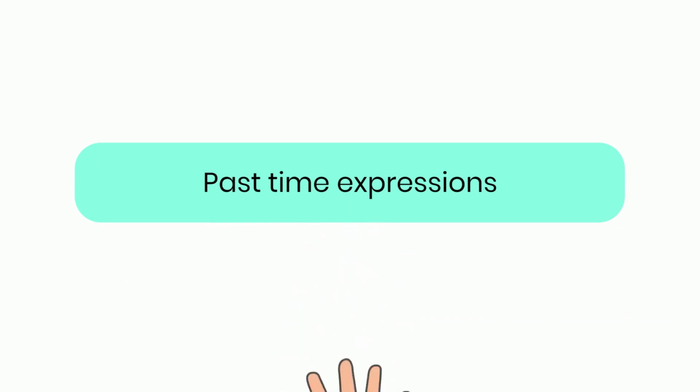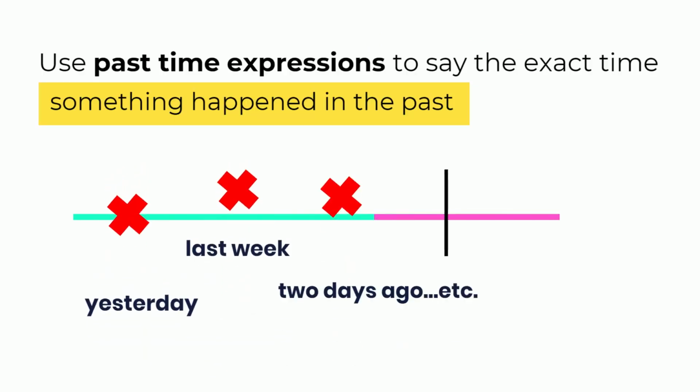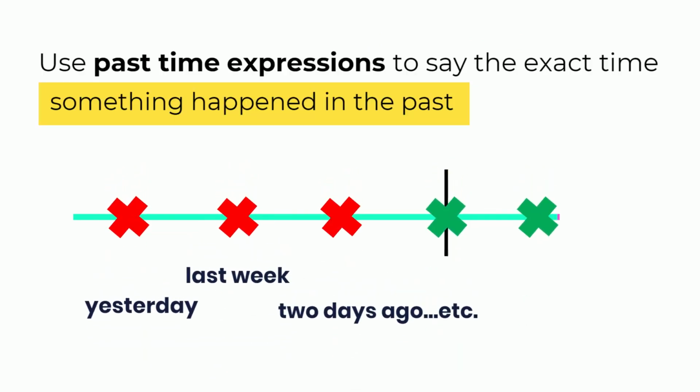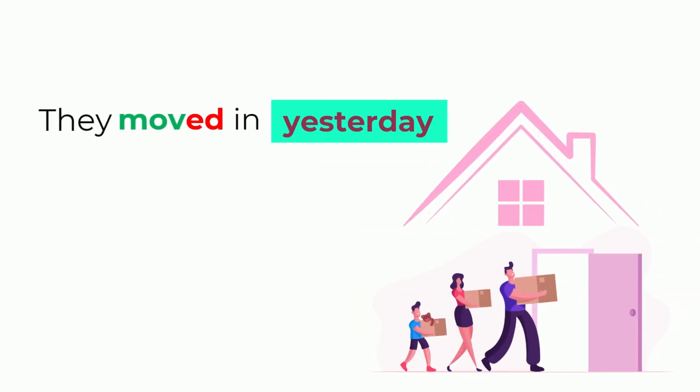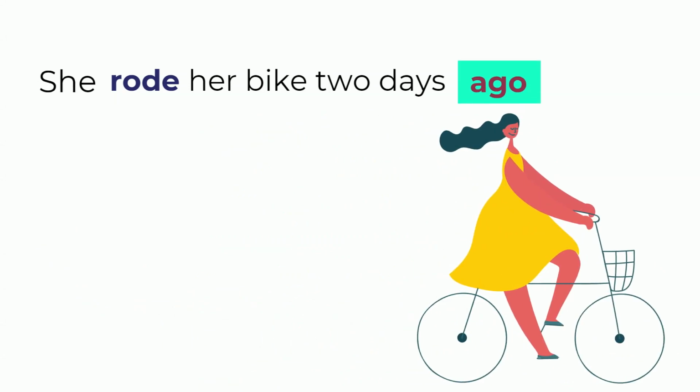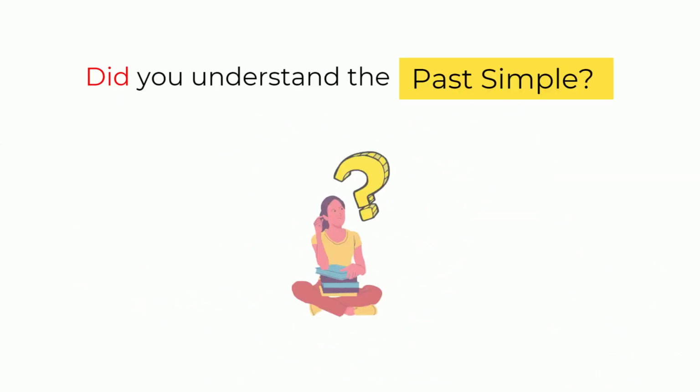Past time expressions. Use past time expressions to say the exact time something happened in the past. She won the race last week. They moved in yesterday. She rode her bike 2 days ago.